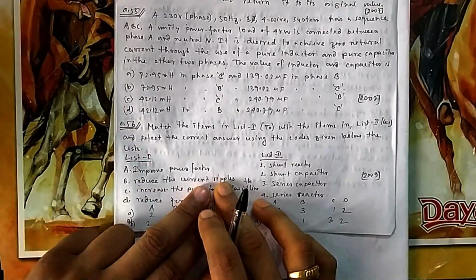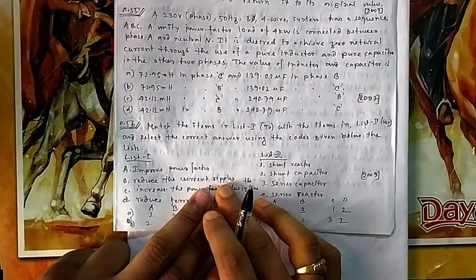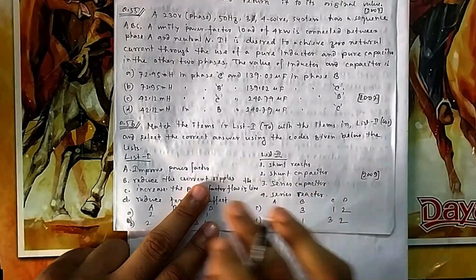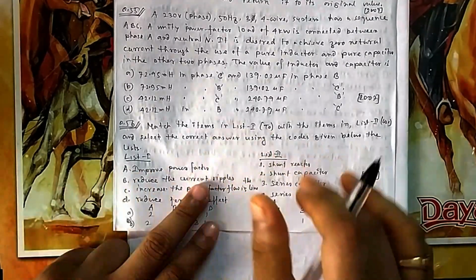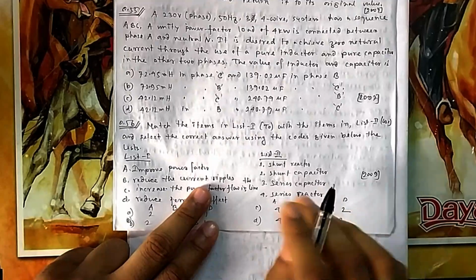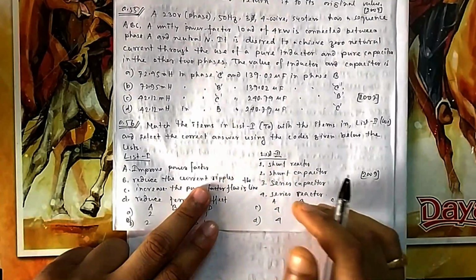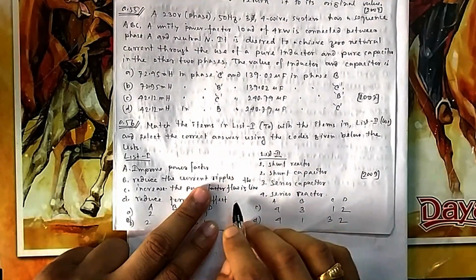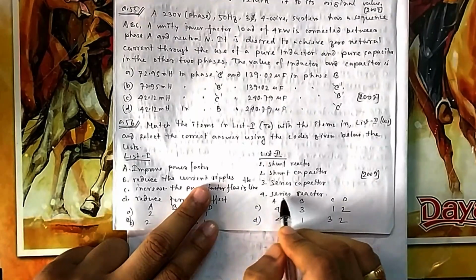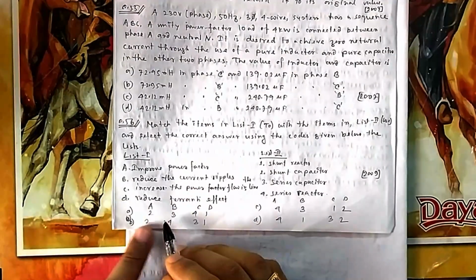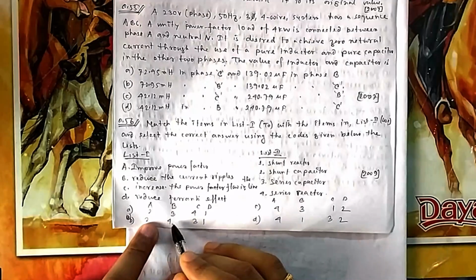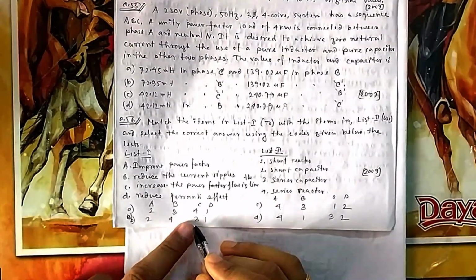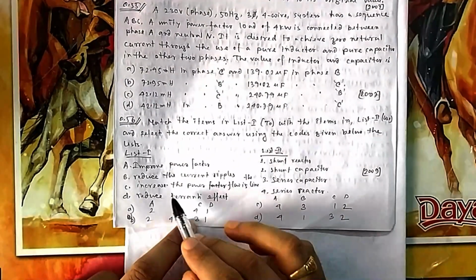Okay, reduce the current ripples. This one you must have seen in converter circuits. One L is connected in the output side so that the current ripple can get reduced, because L doesn't allow sudden change in current, so ripple automatically gets reduced there. So it is a series reactor, that is 4. So you can see it is option B. By seeing these two only you can give the answer, but for satisfaction let's complete it.